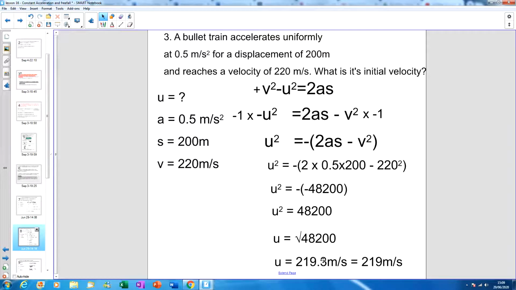And when I put that into my calculator, I got 219.3 meters per second, and I've rounded that to the nearest meter per second as 219. Probably as hard as it gets, that question.